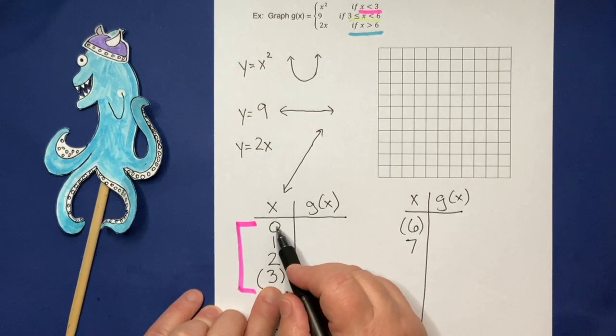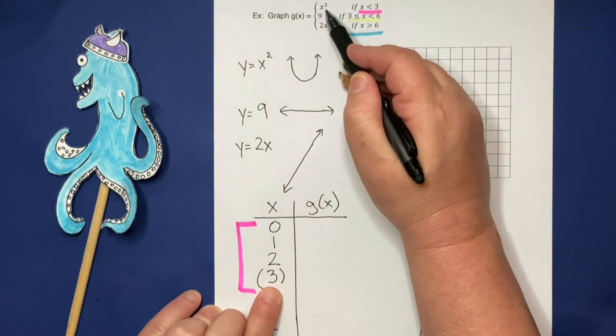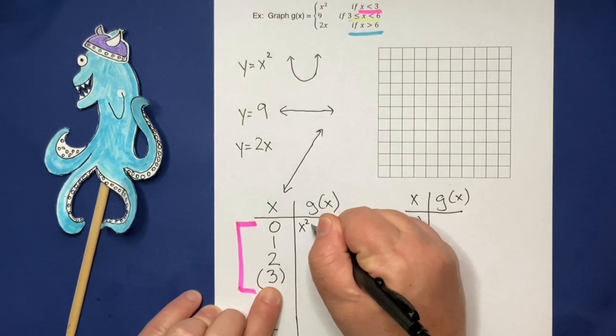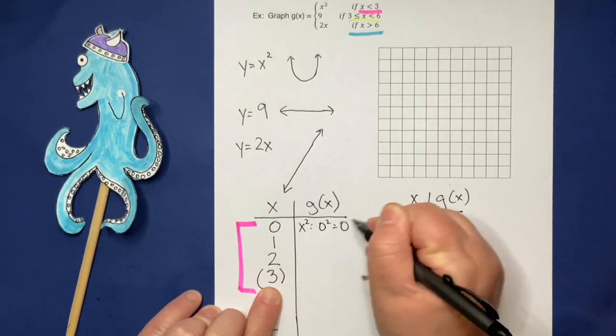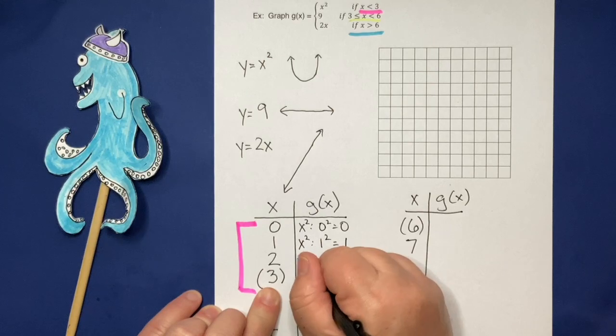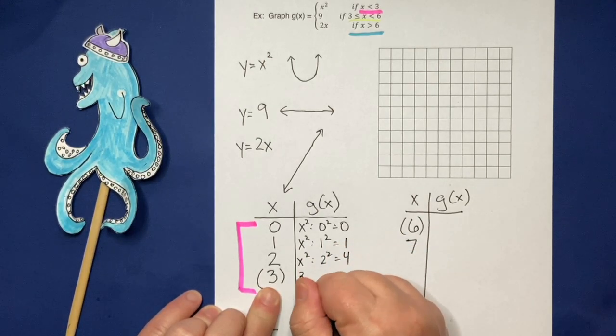So let's see. For these 3, I'm in pink land. So this is going to be x squared, right? Less than 3, so this is x squared. So I get 0 squared, which is 0. This is also an x squared. 1 squared, which is 1. x squared, 2 squared, which is 4. And then 3, oops.